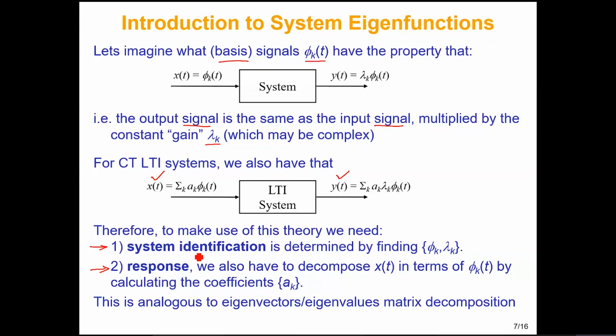First of all, identifying eigenfunctions and their eigenvalues. So this is the first factor which is important. We are calling it here as system identification. So we have to somehow come up with eigenfunctions and find out what the eigenvalues are for those eigenfunctions.